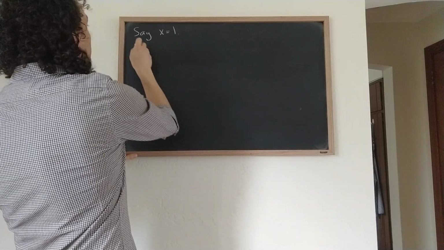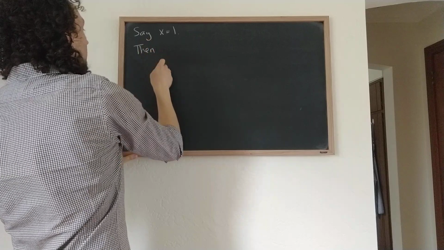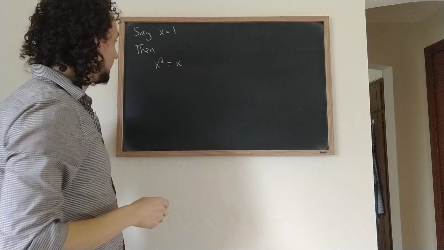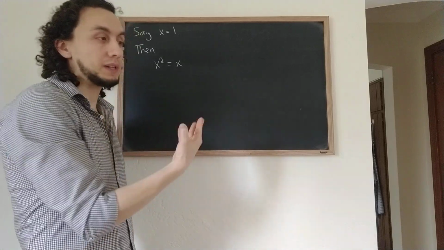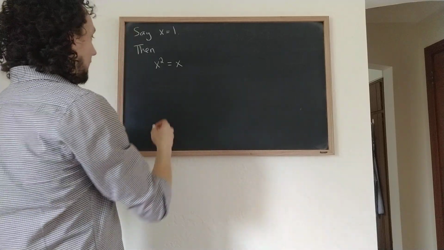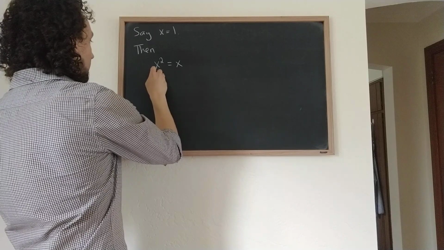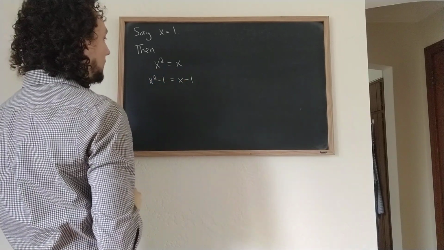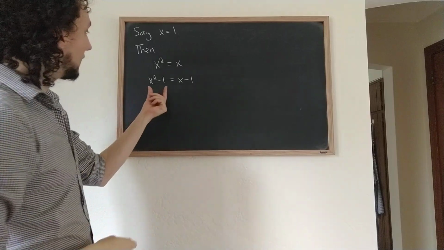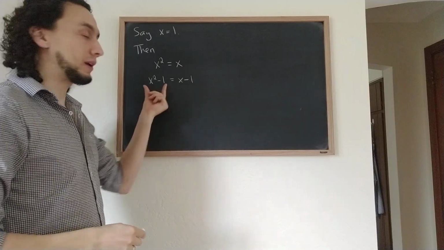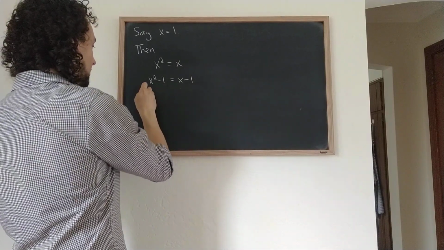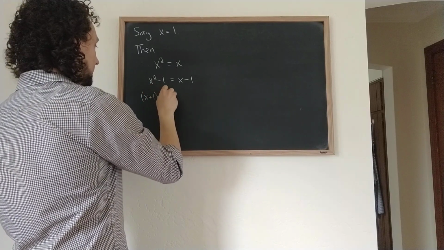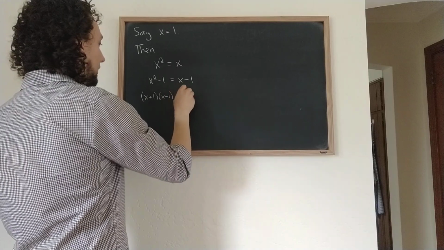So if x equals 1, then we know that x squared is equal to x. That's because 1 has the property that 1 times 1 is equal to 1. And that means that x squared minus 1 is equal to x minus 1, just subtracting 1 from both sides. Now this is a difference of squares, and if you've seen this before, you know that x squared minus 1 is equal to x plus 1 times x minus 1.